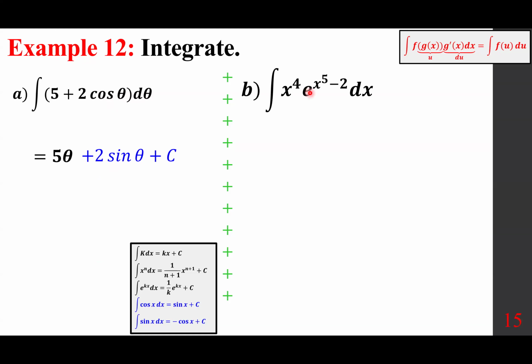The integral of x to the power 4 e to the power of x to the power 5 minus 2 dx. As it has been mentioned, if you happen to have any exponential, the exponent is a choice of u. In this case, the exponent is x to the power 5 minus 2. Its derivative is 5x to the power 4. Therefore, du is 5x to the power 4 dx.